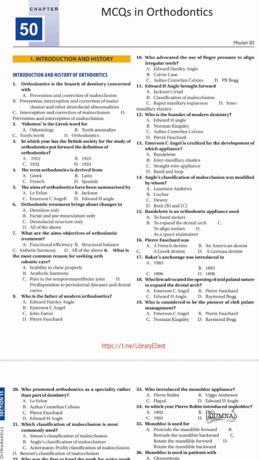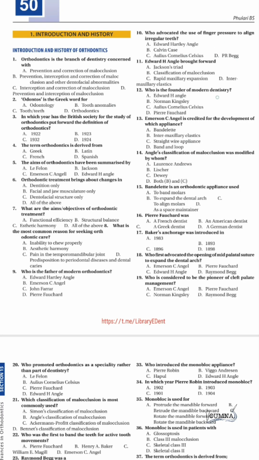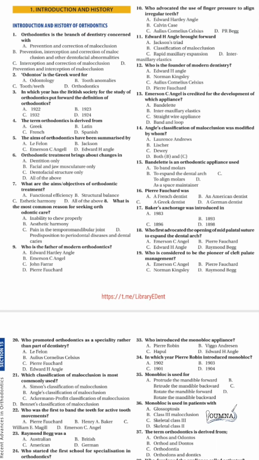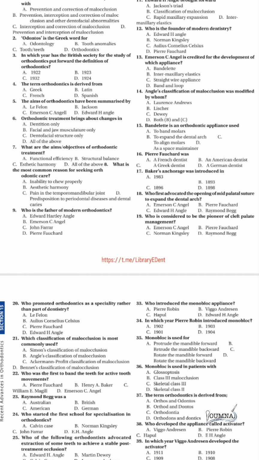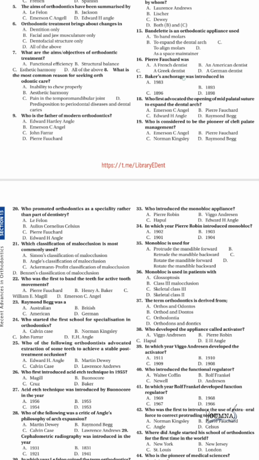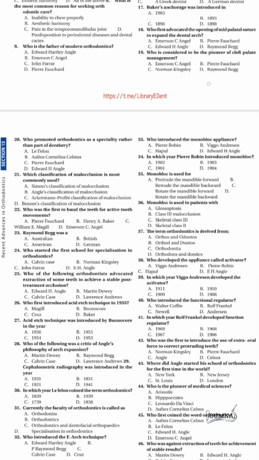Who brought forward the classification of malocclusion? Edward Angle. He is the father of orthodontics, but the founder of modern dentistry is Pierre Fauchard. We did not speak about him. Okay, move on. Pierre was a French dentist.